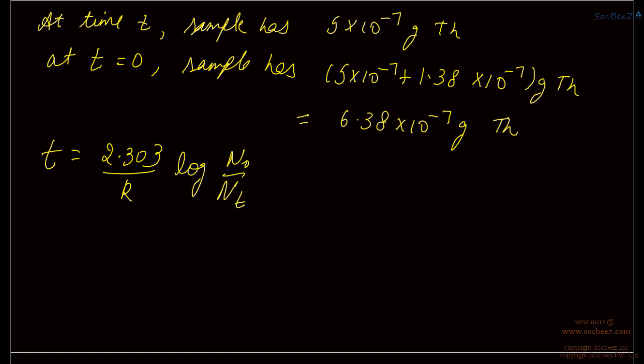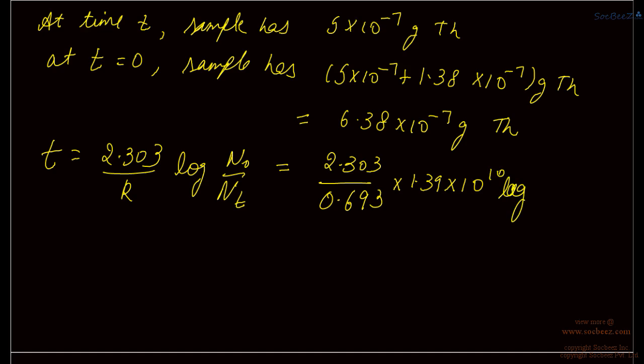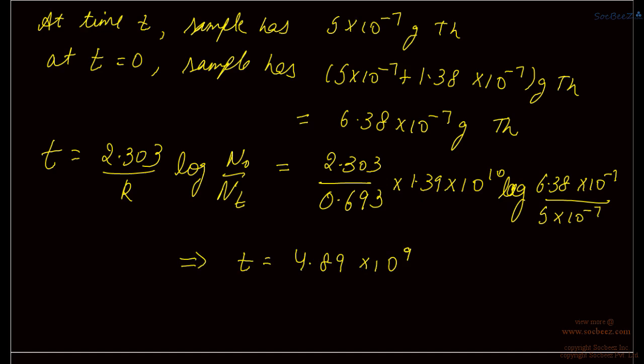Okay, so from here the value of t equals 2.303 upon K log N0 upon Nt, since we know it from the rate equation of radioactivity. So the value of t is 2.303 upon 0.693×1.39×10¹⁰, because t half equals 0.693 upon K, hence K becomes 0.693 upon t half. Substituting that expression, t equals 2.303 upon 0.693×1.39×10¹⁰ log 6.38×10⁻⁷ upon 5×10⁻⁷. Okay, so from here, time comes out to be 4.89×10⁹ years.